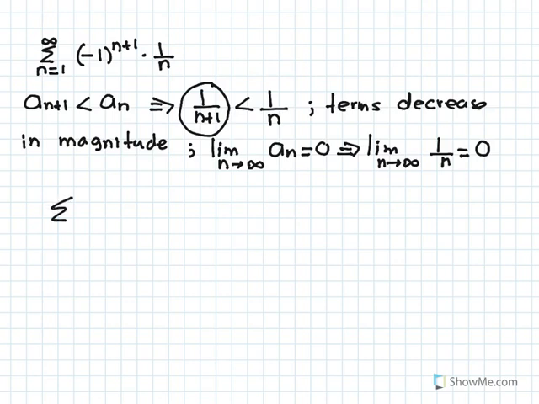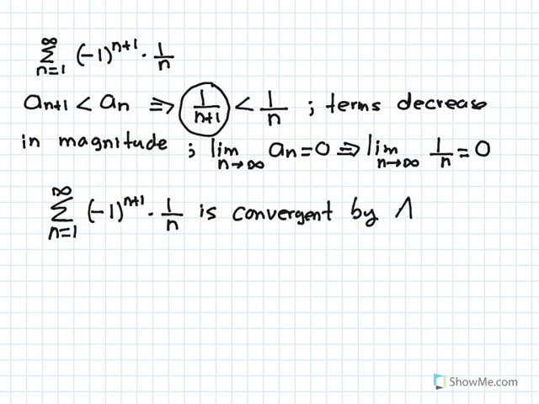So we say that the summation n equals 1 to infinity of (-1)^(n+1) times 1 over n is convergent by the alternating series test. Convergent, we're going to abbreviate this. It will be much easier to write by the AST, alternating series test.